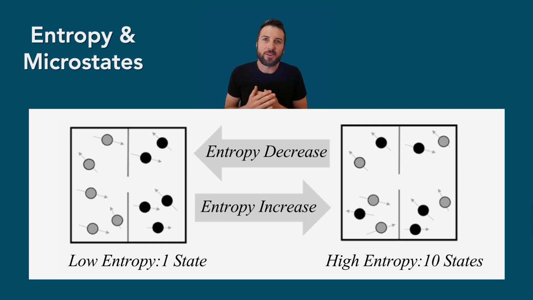There's just a lot more configurations. Even though each state is equally probable, there's only one state where they're all separate, and there's 10 states where they're mixed. So we would tend to see that the gas would mix over time. And so the entropy is increasing, and this is also often connected with the arrow of time, right?